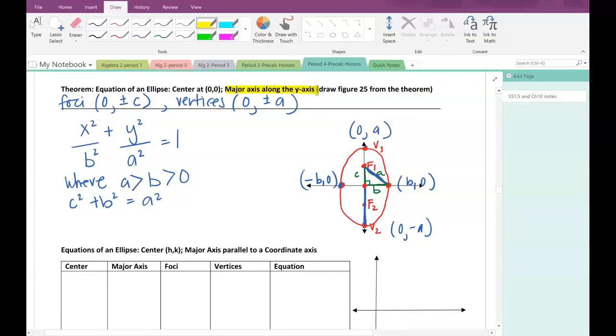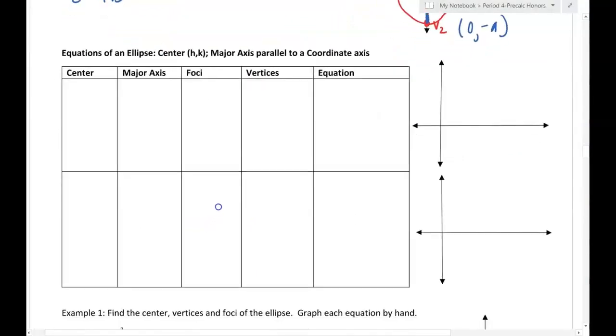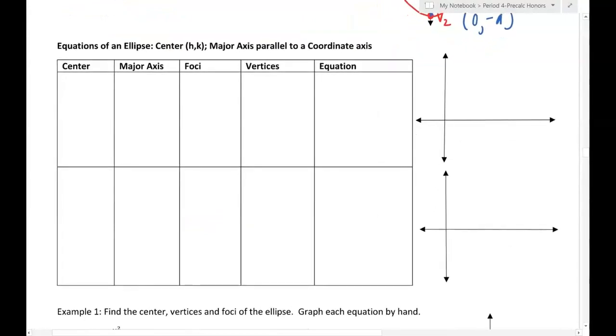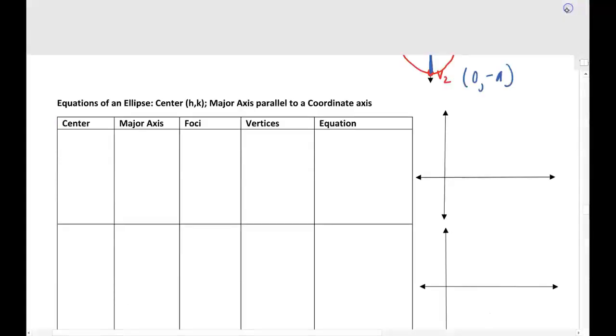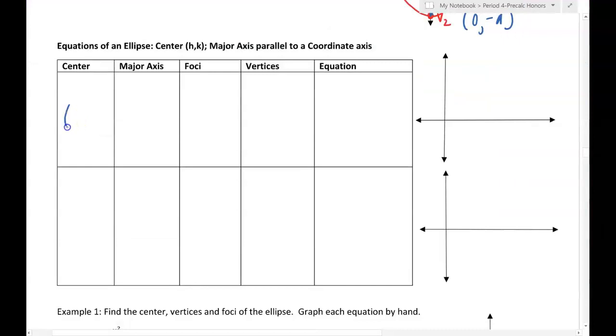Okay, so what if we have an ellipse that's not at the center? Similar, except that we are going to call the center h comma k. So, I need a pen. Okay, so the center is no longer at the origin. Let's call it h comma k.